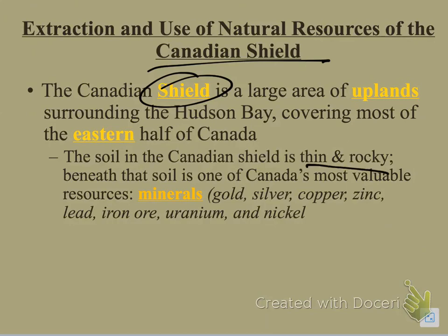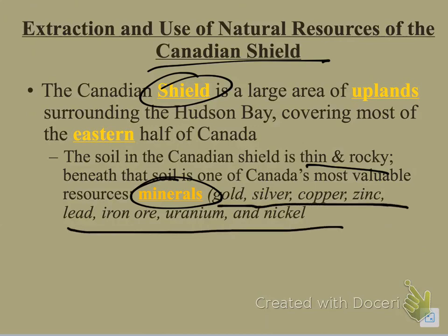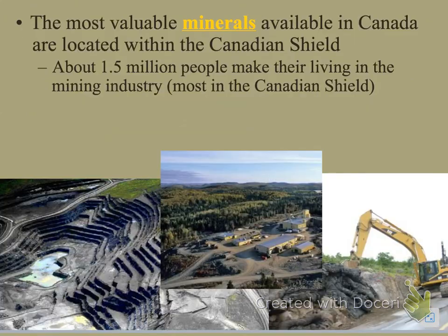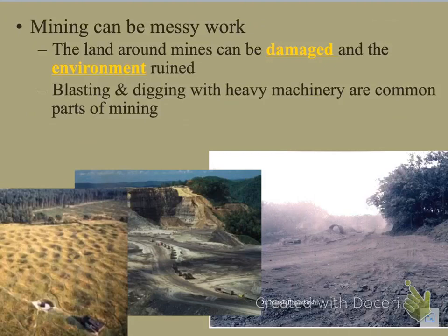and rocky, and beneath the soil is one of Canada's most valuable resources, the minerals: the gold, silver, copper, zinc, iron, uranium, nickel. All that stuff is really coming from the Canadian Shield. The most valuable of these minerals available in Canada are located within the Canadian Shield. About 1.5 million people make their living in the mining industry in the Canadian Shield. Mining can be messy work.